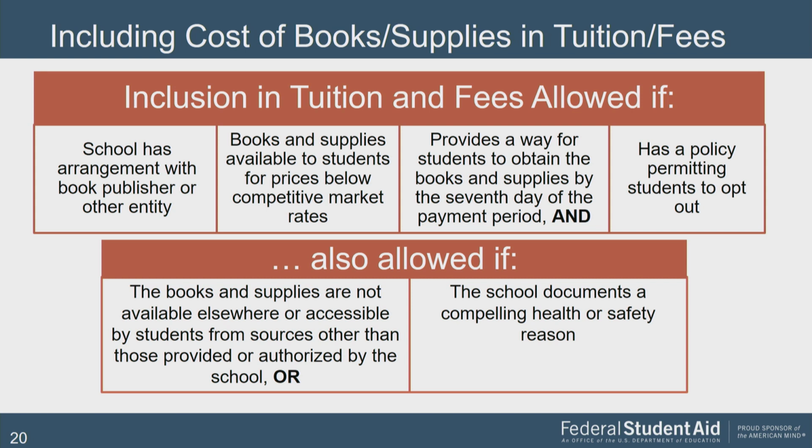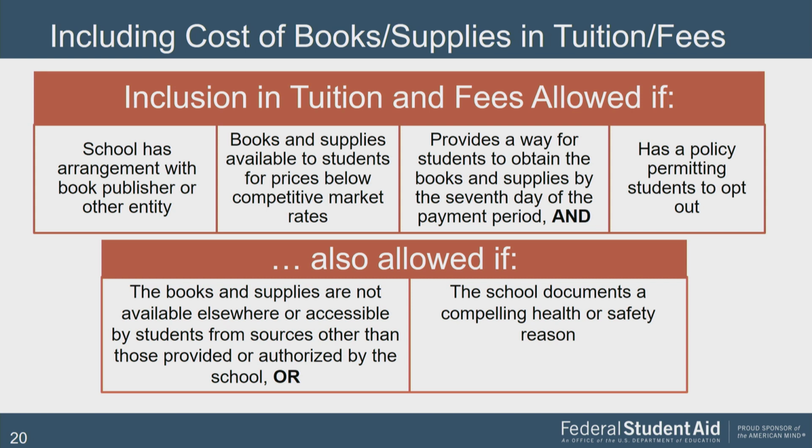Usually, you have to have an arrangement with a book publisher or other entity. The books and supplies that you make available as part of tuition need to be below competitive market rates, and you have to provide a way for students to opt out. And you also have to ensure that students can get the books and supplies at least by the 7th day of the payment period. So if you decide to include your books and supplies in tuition and fees, all of these things will have to apply, or there's two different options.